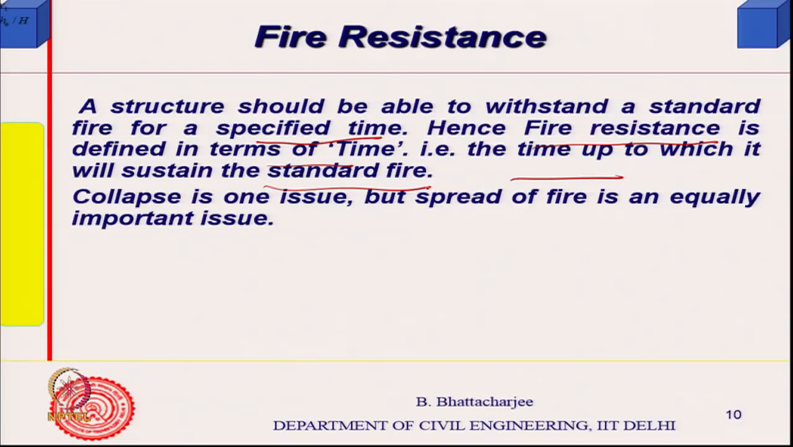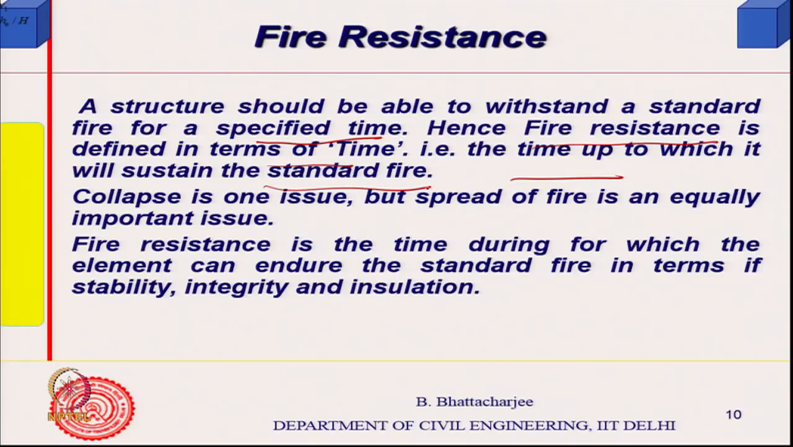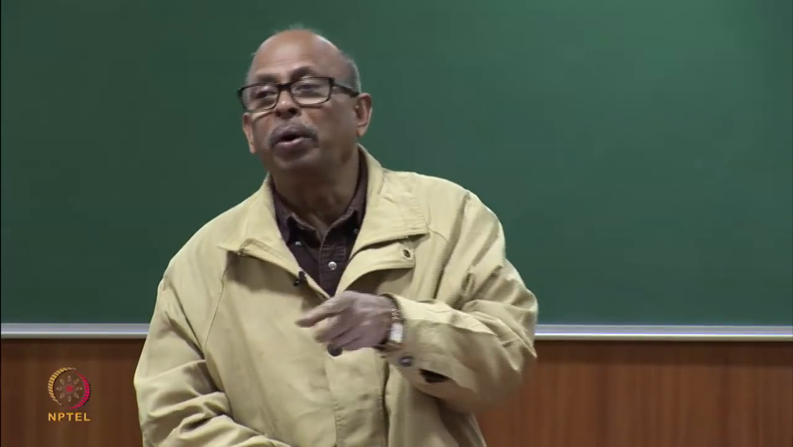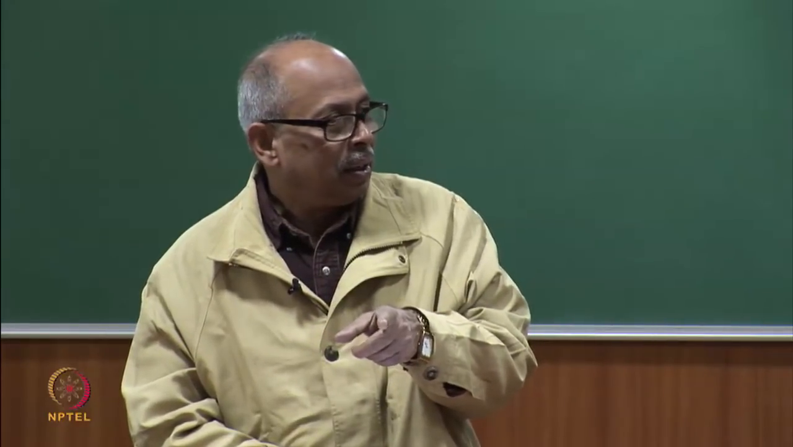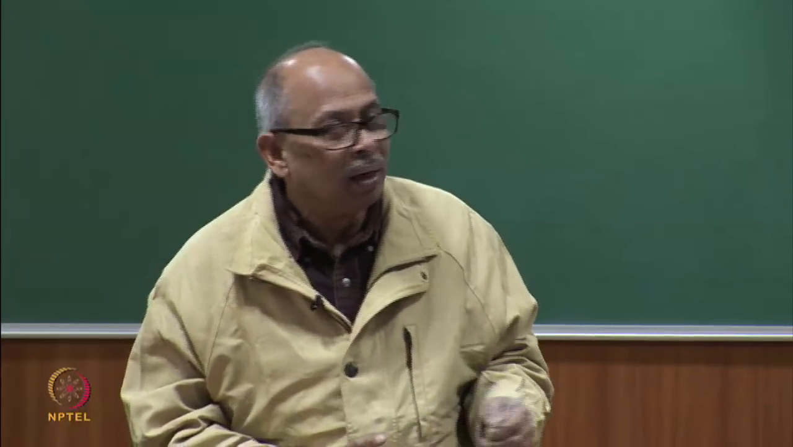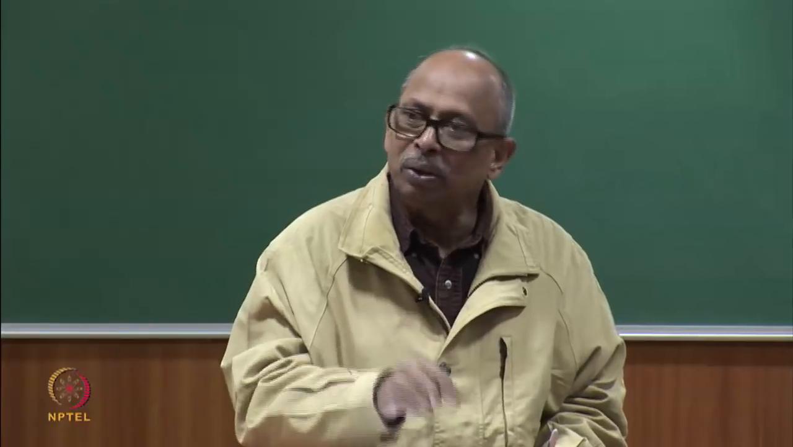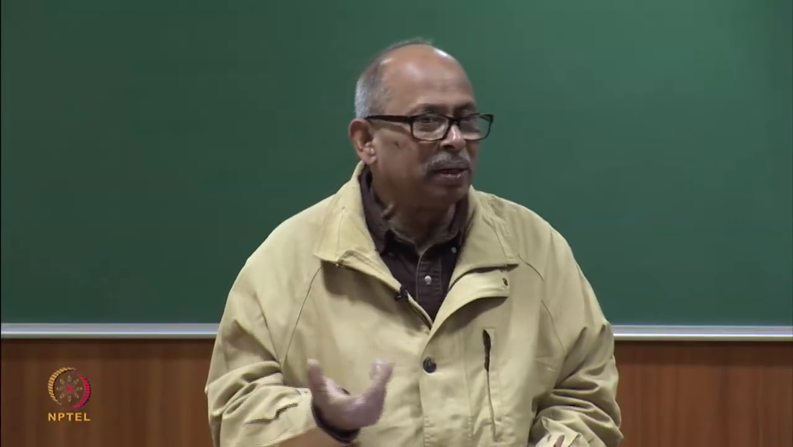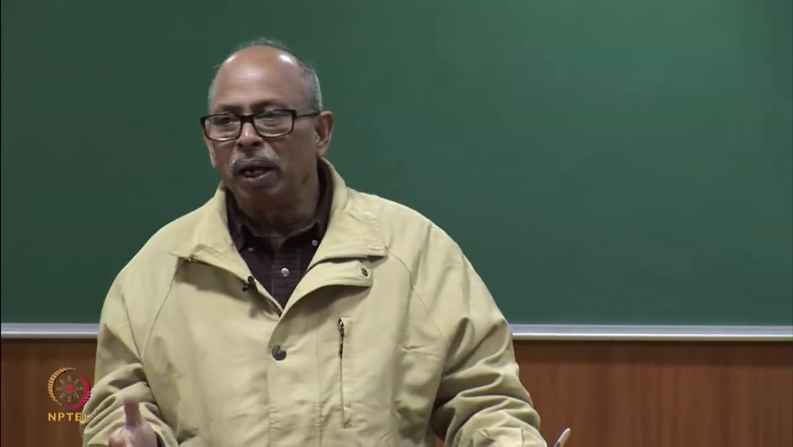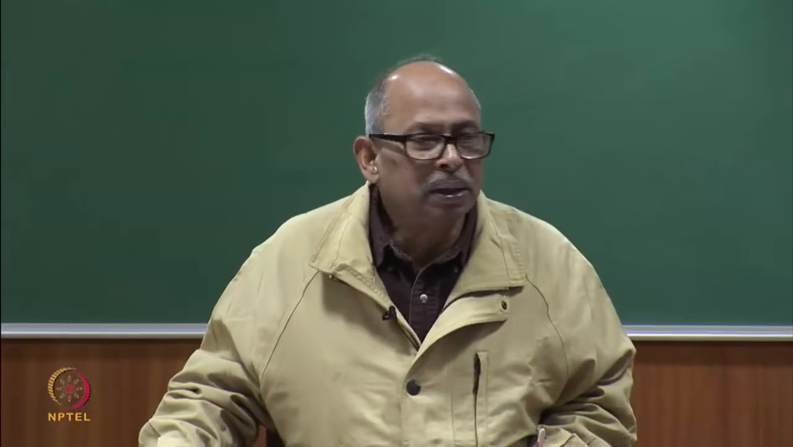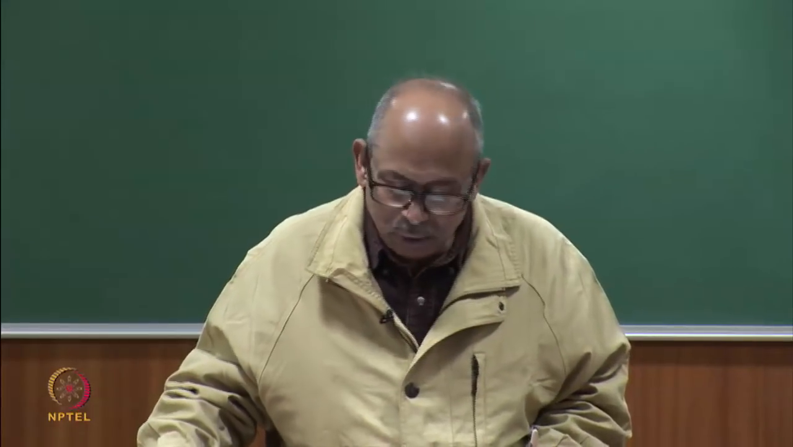Collapse is one issue, as I said, but spread of fire is an equally important issue. So fire resistance is the time during which the element can endure the standard fire in terms of stability, integrity and insulation. Stability, integrity and insulation, all three, and it is not or. It must be able to sustain all of them. That means failure is or, it fails by this or that, whichever fails early. So if the insulation breaks down earlier, then the fire resistance will be that much time, or if integrity is lost by that much, it will be related to that, right.